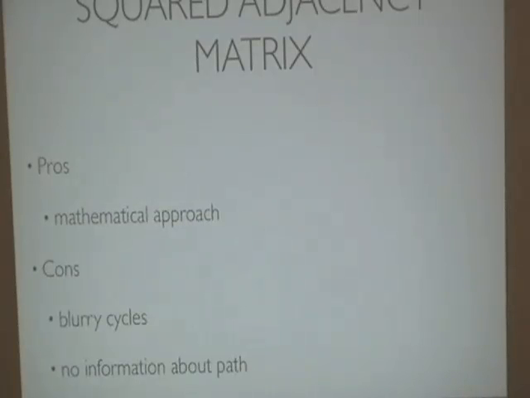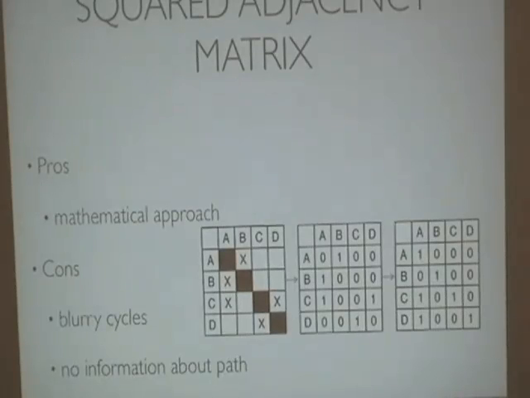This technique has the advantage of this is mathematical approach, but we can't distinguish cycles. For example, this matrix, there are two cycles between A and B and between C and D. If we square this matrix, there is one on all the diagonal, but we can't know by this method if A is in cycle with B or C or D.